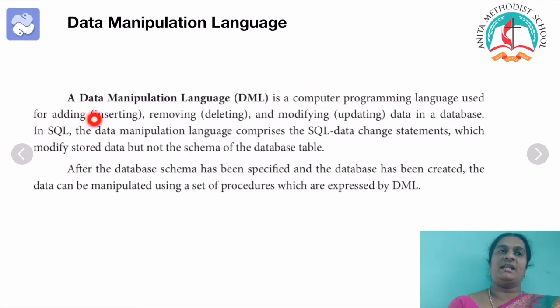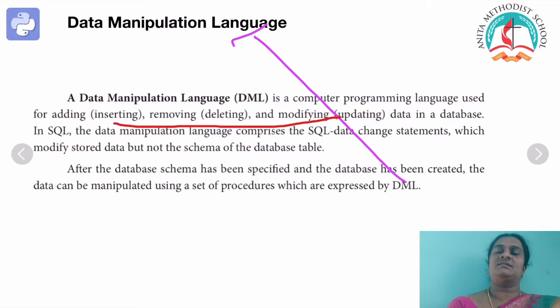It's a programming language used mainly for three things: inserting, deleting, and modifying. After the database is specified, you can use the procedures to manipulate it, expressed by DML. What is DML? Data manipulation language. Correct. Remember the three things: insert, delete, update.